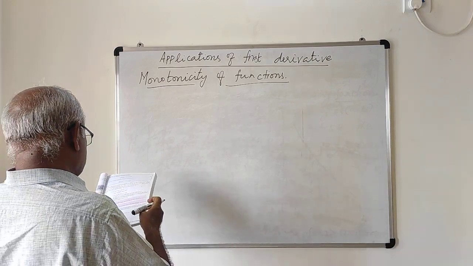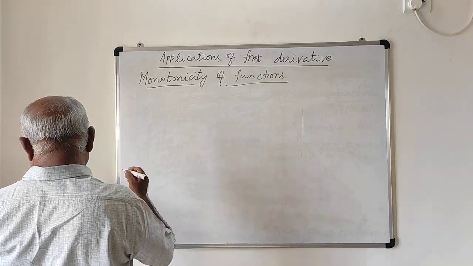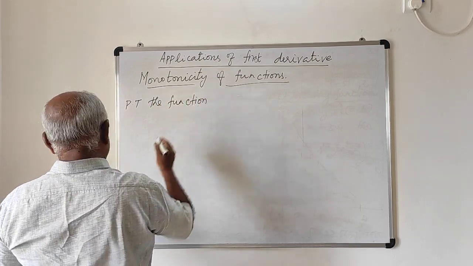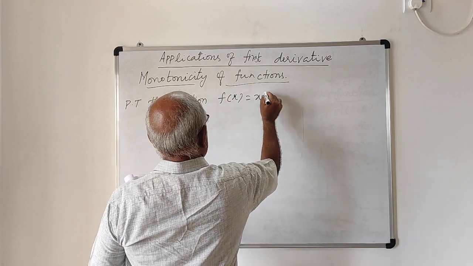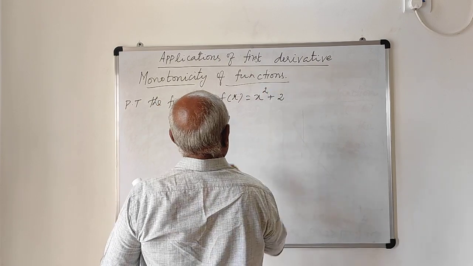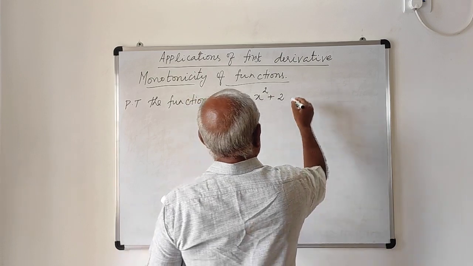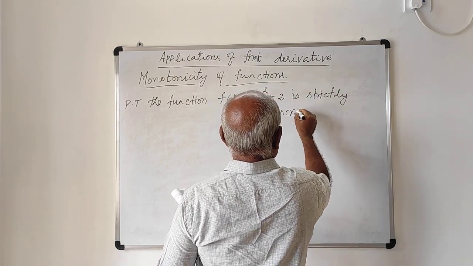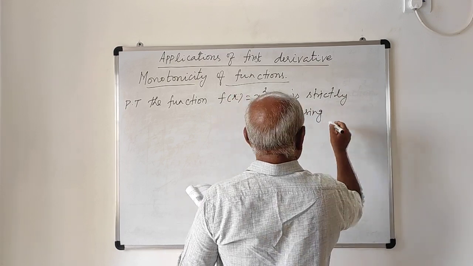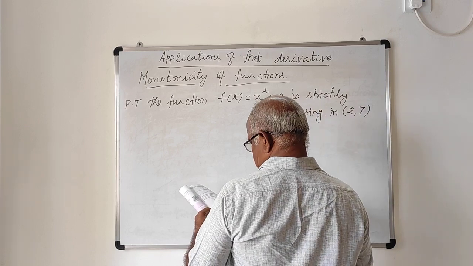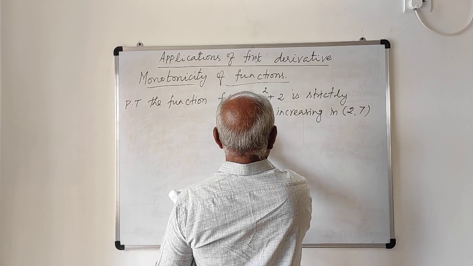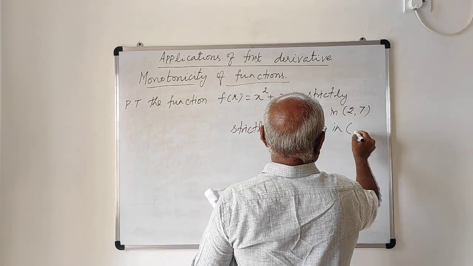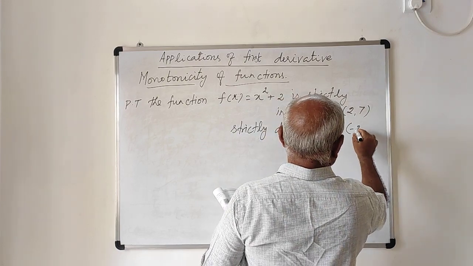Prove that the function f of x equal to x square plus 2 is strictly increasing in the open interval 2 comma 7, and strictly decreasing in the interval minus 2 comma 0. This is the problem.